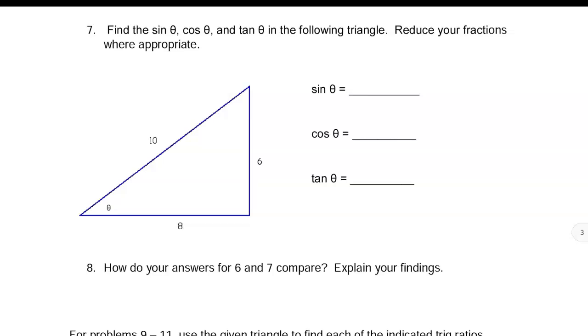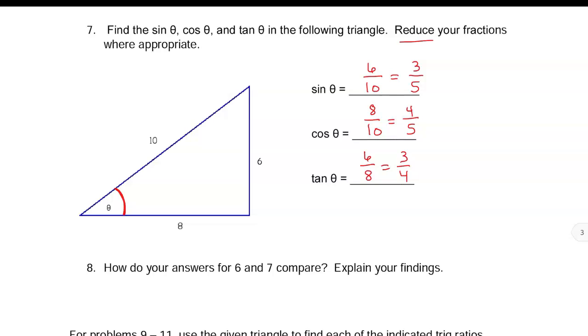The angle is in the bottom left corner, so we're looking at theta, and we want the sine of theta, which is 6 over 10, opposite over hypotenuse. We are supposed to reduce this. Did you reduce it down to 3/5? The cosine of theta is 8 over 10. That reduces to 4/5. The tangent is 6 over 8, which reduces to 3/4.